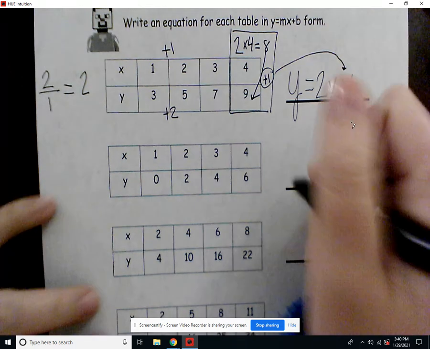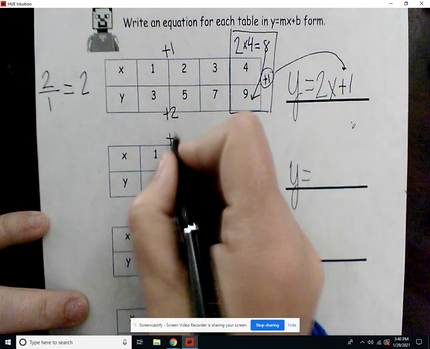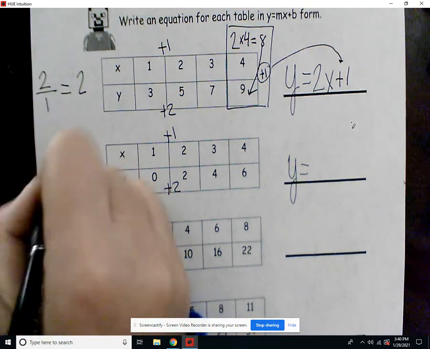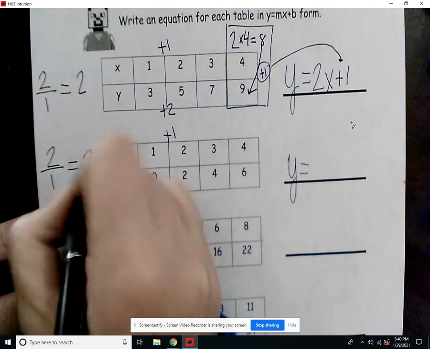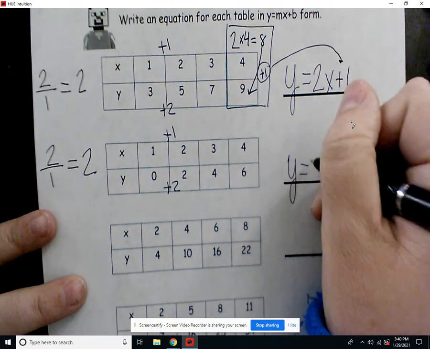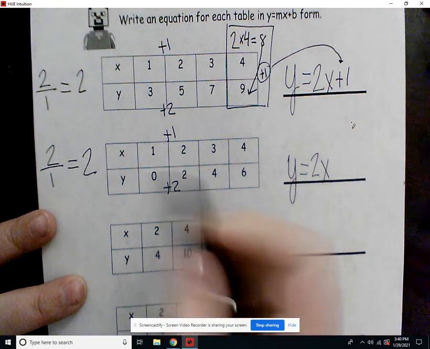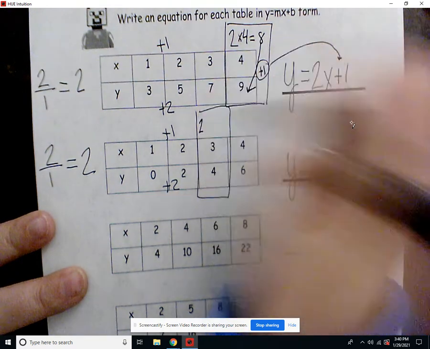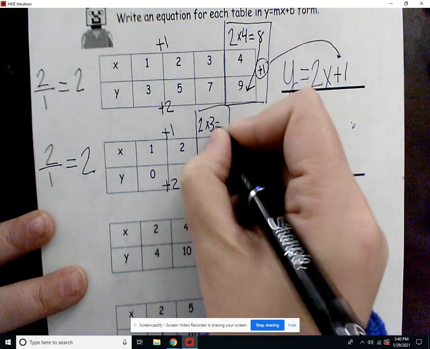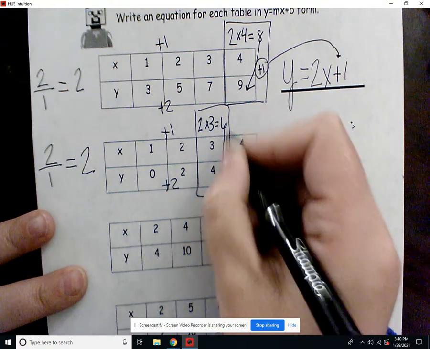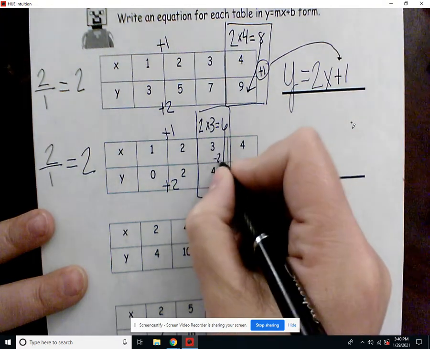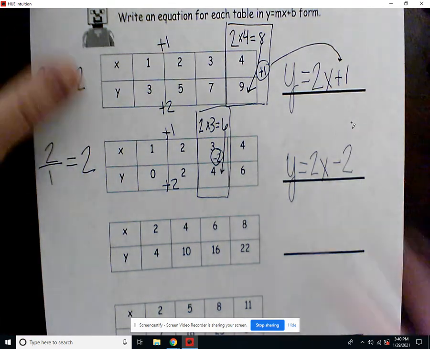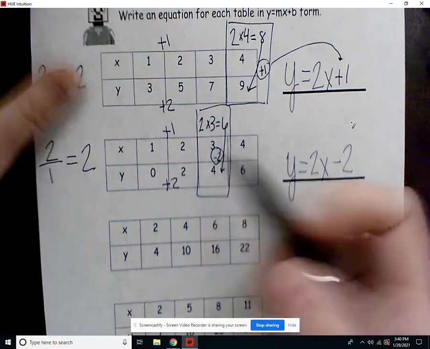All right, so let's look at the one below. So we're adding 1 for our x's. We're adding 2 for our y's. So again, take your y over x. So 2 over 1 is 2. So we get 2x. And then again, we'll pick any of them. So let's pick 3 this time. Okay, so we take our 2, times it by 3, which is 6. How do I get from 6 to 4? We subtract 2. So it's going to be minus 2 at the end. And again, we could pick 2. 2 times 2 is 4. 4 to 2 is minus 2.